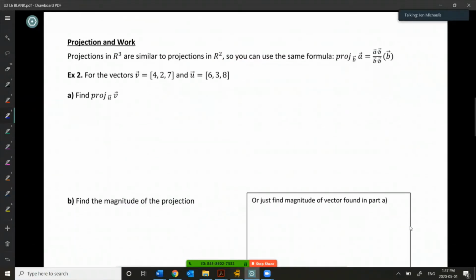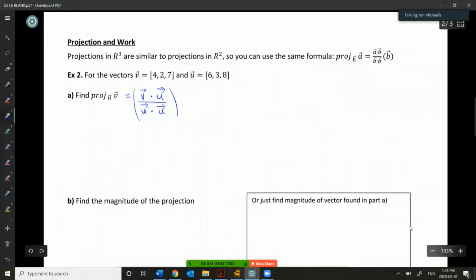Okay, let's take a look at some projection examples, and then we're going to do a work example. So projections in 3 space are very similar to what we did in 2 space. We're basically just going to use that same formula, except now we have a z component. Given vectors v and u, we're going to find the projection of v onto u, which is v dot u over u dot u times vector u.